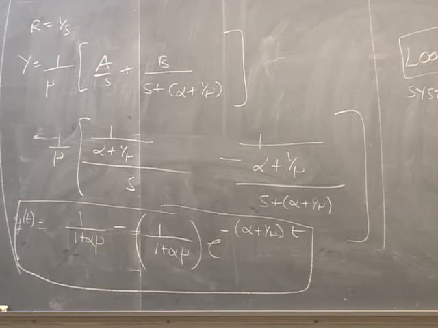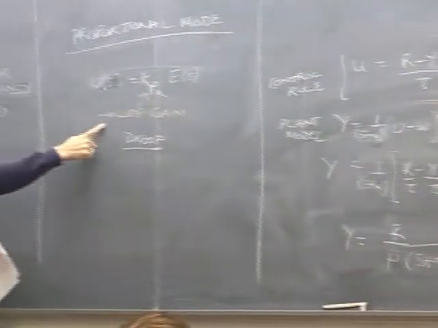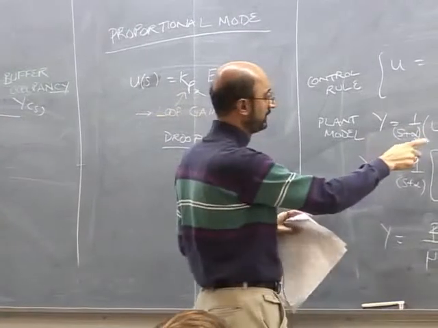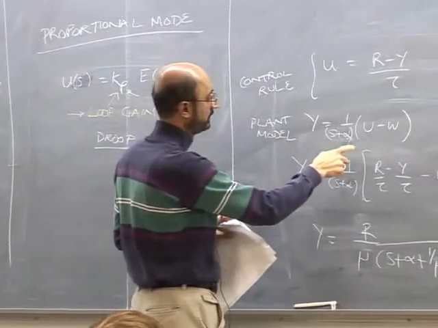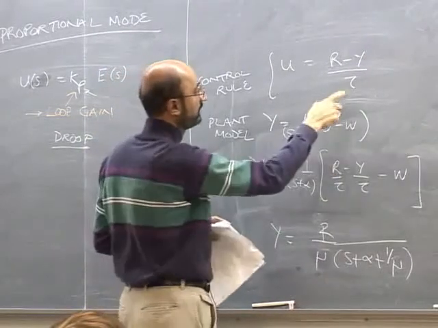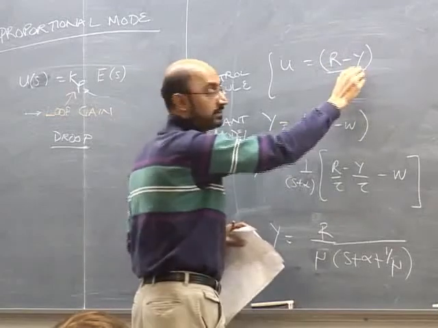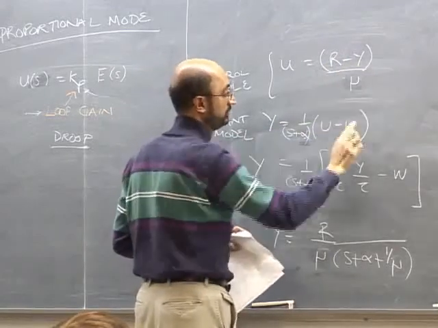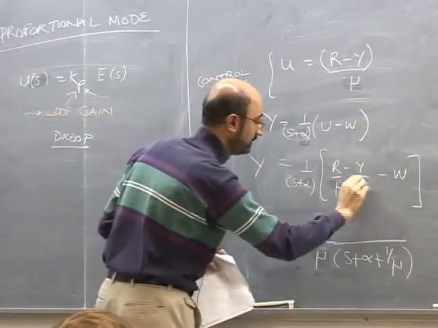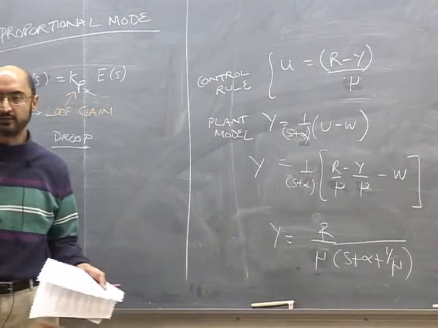Sorry. Yeah. How do you get the loop gain again? Loop gain is by definition right here, Kp times E(s). So what am I multiplying the error by? I'm multiplying the error r minus y by mu, right? So that's why I'm using, let me just use mu everywhere. So that's the loop gain by definition. That's just the definition of loop gain.